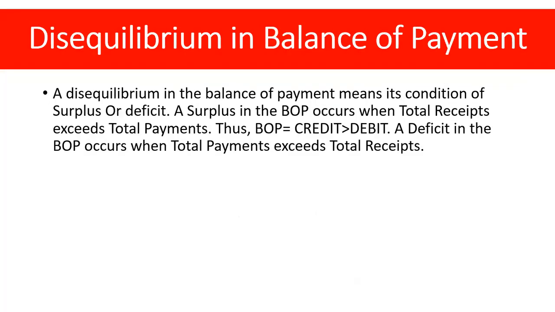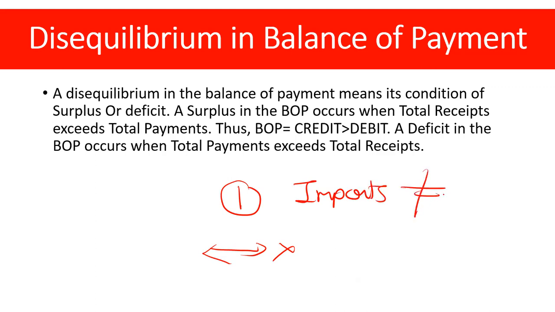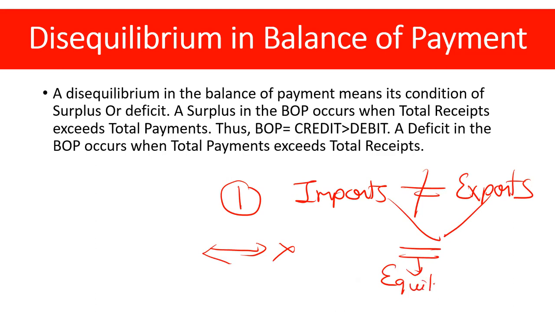Then comes the disequilibrium in the balance of payment. What is disequilibrium? Disequilibrium means when equilibrium does not exist. When there is no equilibrium, no stability exists, we can call it disequilibrium. It simply means that imports are not equal to exports. When both are equal, exports and imports will be equal, it will be an equilibrium position. But whenever this will not be equal, we will call it disequilibrium.